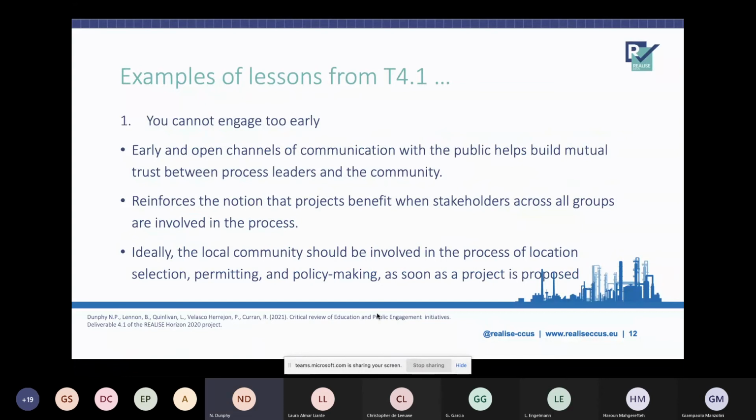Ideally, the local community should be involved in the process of location selection, permitting, policy making as soon as the project is proposed. And often this is quite a challenge to those promoting the project to understand that local communities do have advice, do have opinions, and that those opinions do have to be taken into account, not necessarily accepted, but need to be taken into account in the decision-making process.